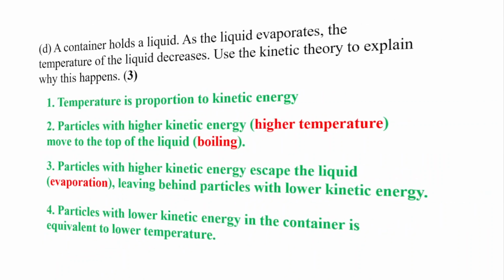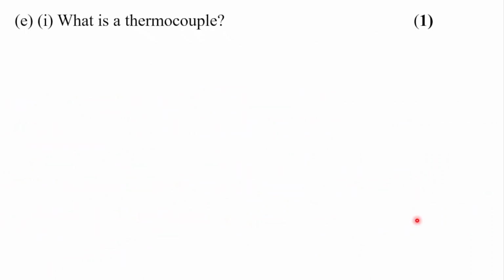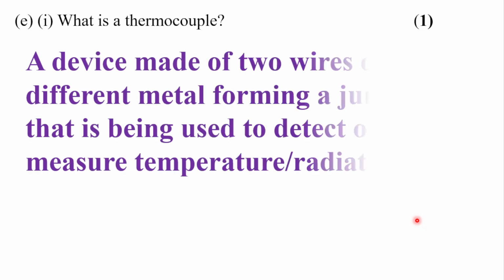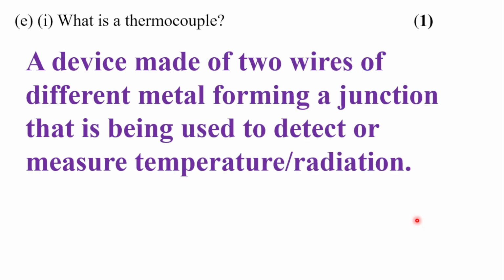All right. Now, what is a thermocouple? That's the next part of the question right here. For 1 mark, a thermocouple is simply a device made up of 2 wires of different metals forming a junction that is being used to detect or measure temperature or radiation. Okay, so there are different metals that make up the 2 different wires.